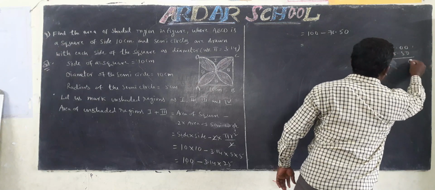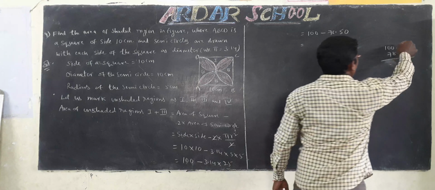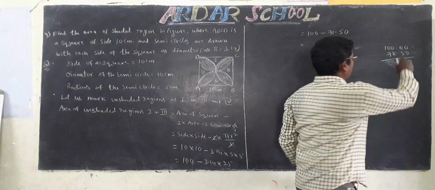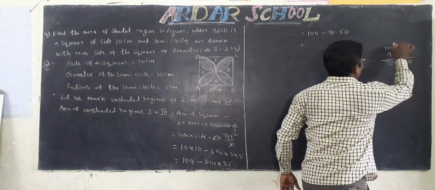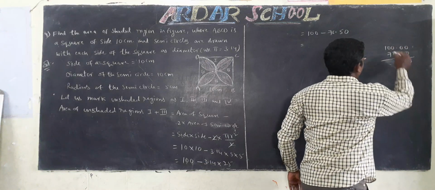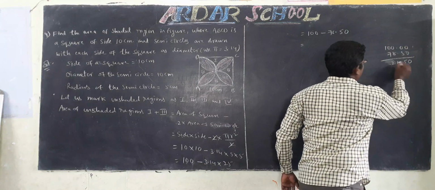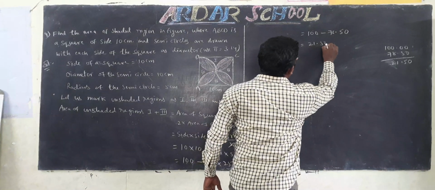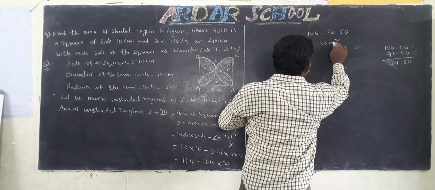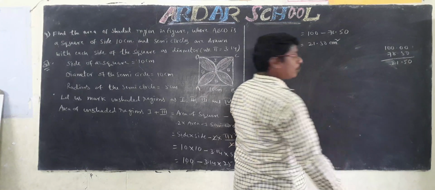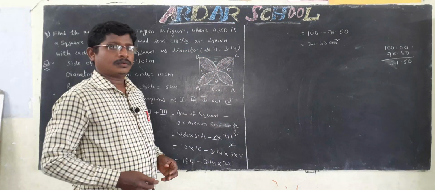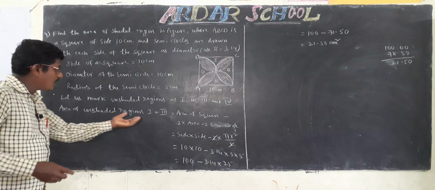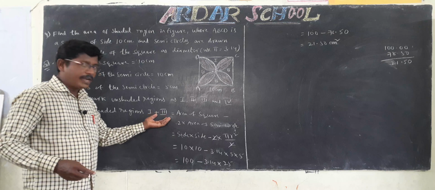78.50. Here 0 minus 5 is not possible, take borrow 10. 10 minus 5 is 5. Here 9 minus 8 is 1. Here 9 minus 7 is 2. So 21.50 centimeter square. This is the area of unshaded regions 1 and 3.